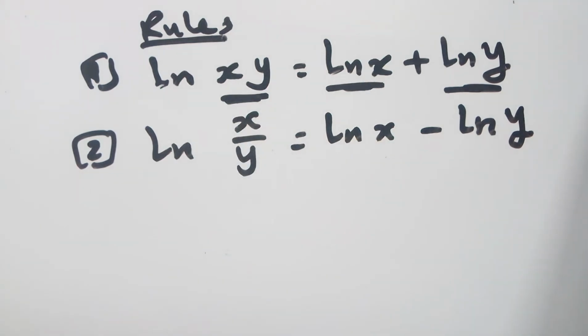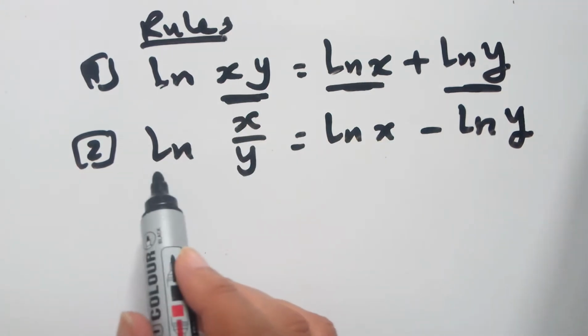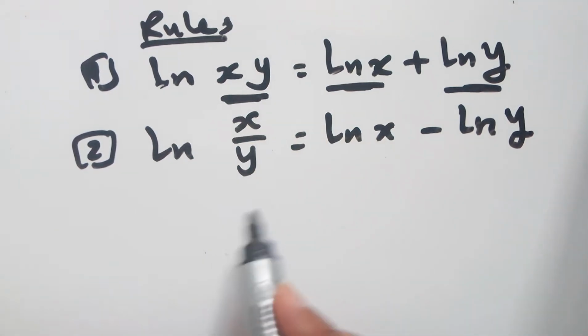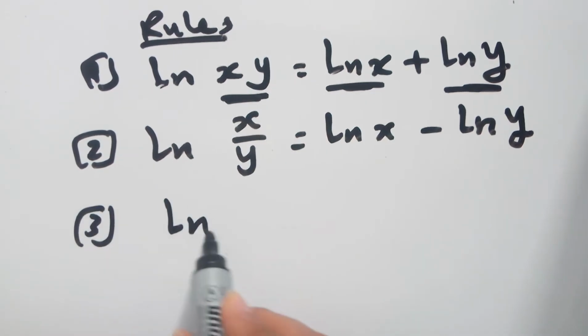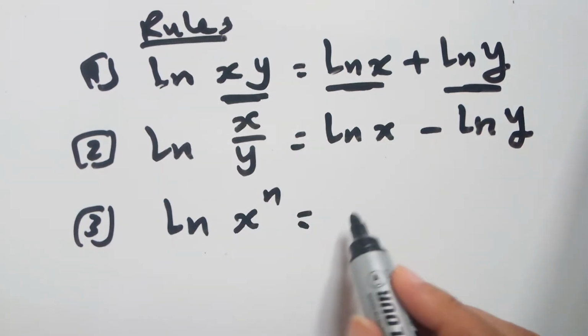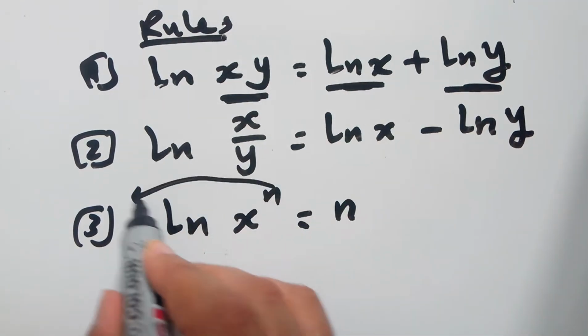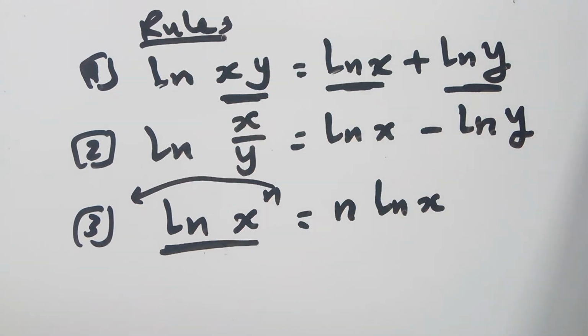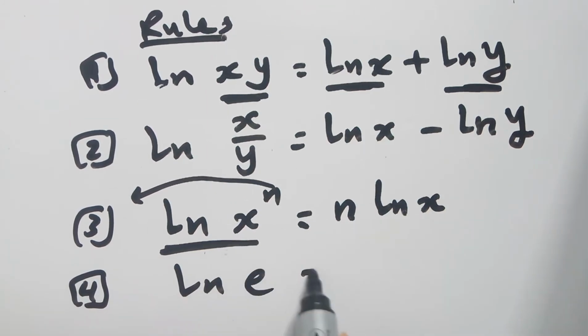Then you can change the division for the natural logarithm to a subtraction for the numerator and the denominator here. Number 3, ln x to the power n is equal to n, taking n before the ln function, n ln x. You know that ln e is 1. Okay? These rules will help us for solving some questions harder than the first. How?